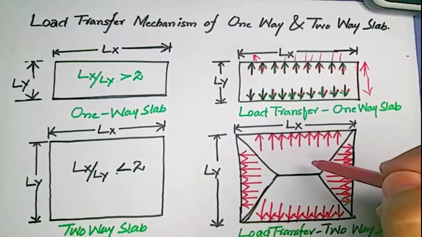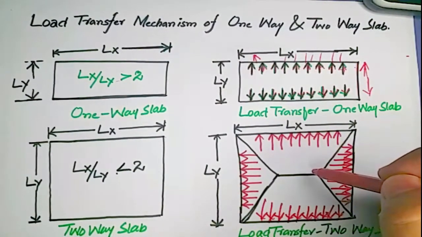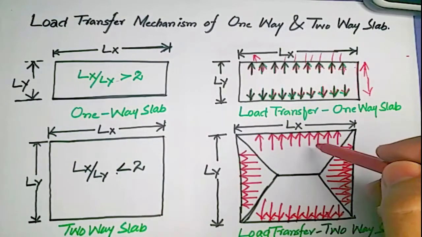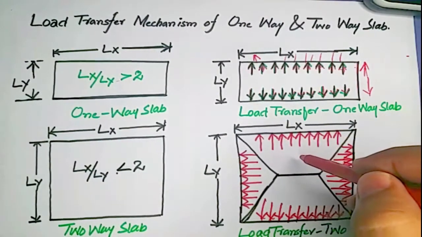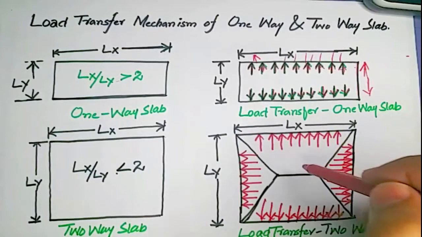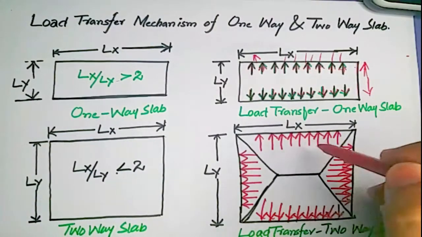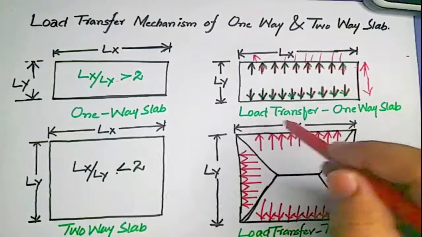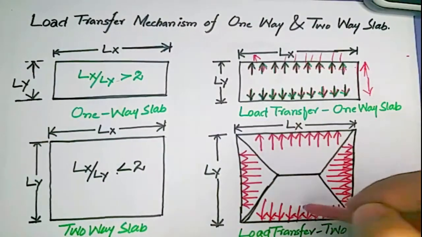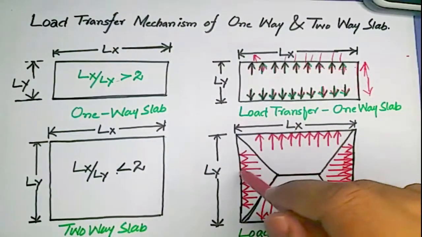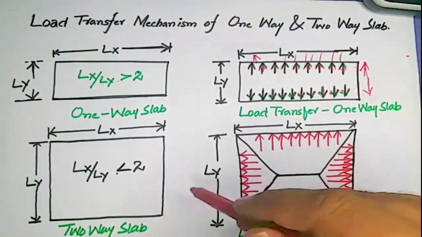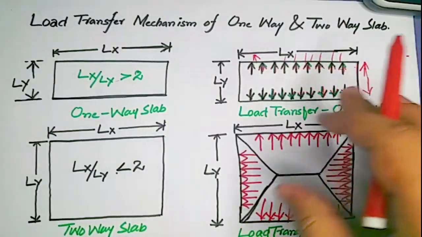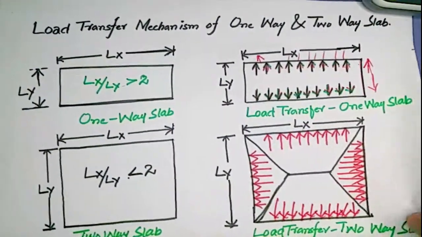But in a two-way slab, the load carried by the slab will transfer its load on the beams to all four sides, or both sides. This is one side and this is the other side. So loads are transferring both vertically and horizontally. So this is our lecture for today.